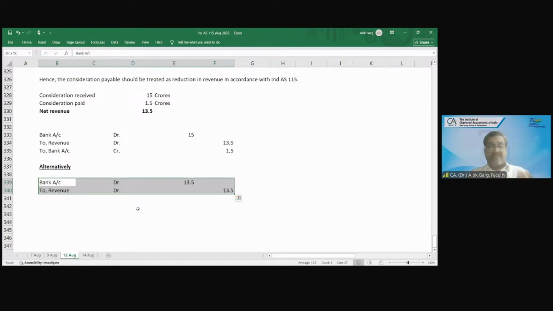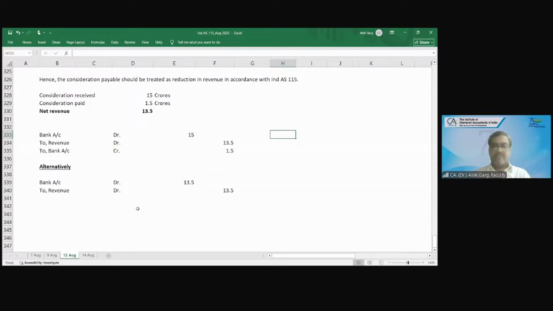Sir, in this case, if the entity obtains the control, then what will be the entry, sir? If the entity does not obtain the control, we net it off. If it obtains control, then we will book the revenue separately, 15 crore, and the cost separately, 1.5 crore.